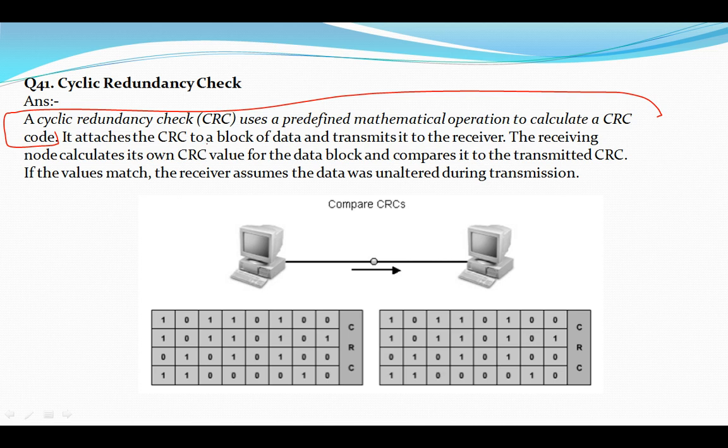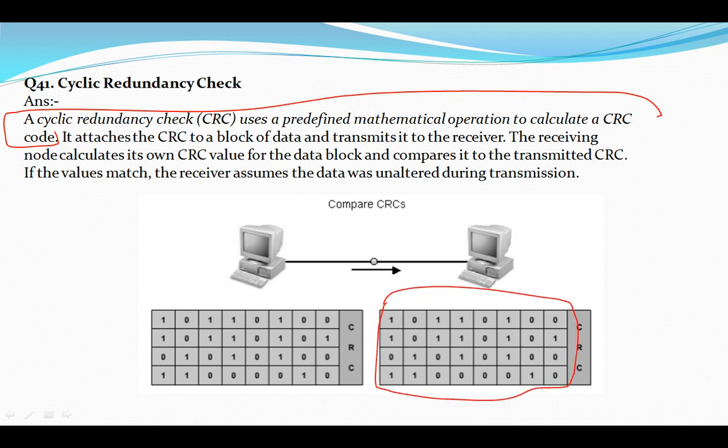It attaches the CRC to a block of data and transmits it to the receiver. So it will add some sort of block to that data and send it to the receiver. Now what will happen? The receiving node calculates its own CRC value for the data block and compares it to the transmitted CRC.